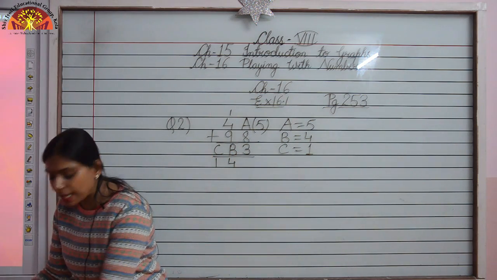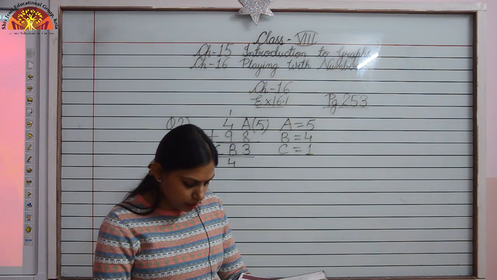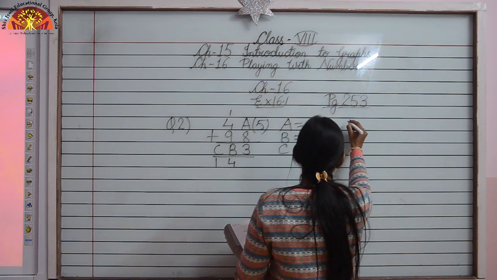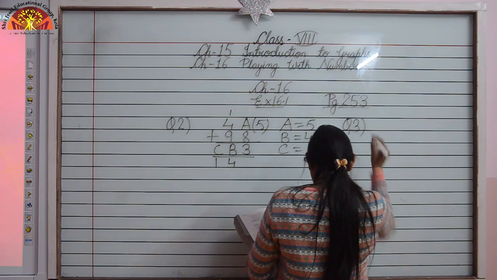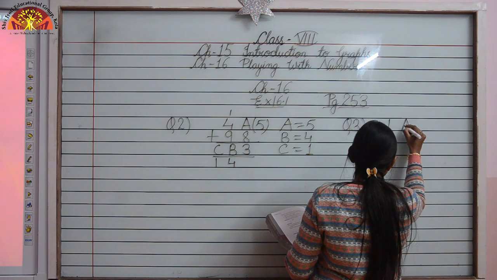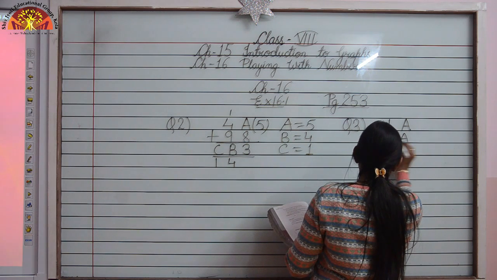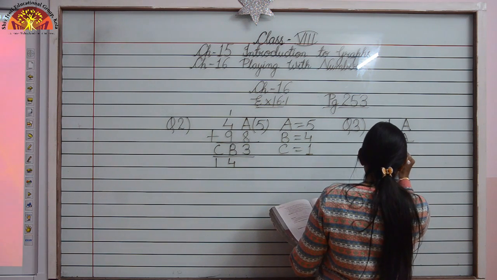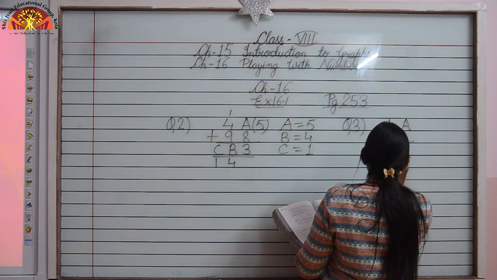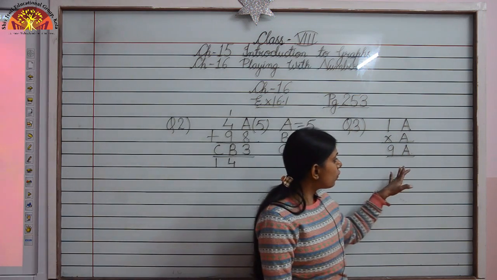Now we'll just move to the next question. Now just see children, question number 3. Okay. Now you have to carry out multiplication. So just see question number 3 over here. 1A into A and the answer is 9A. Is it clear? Now just see, you have to just determine the value of the letter A.